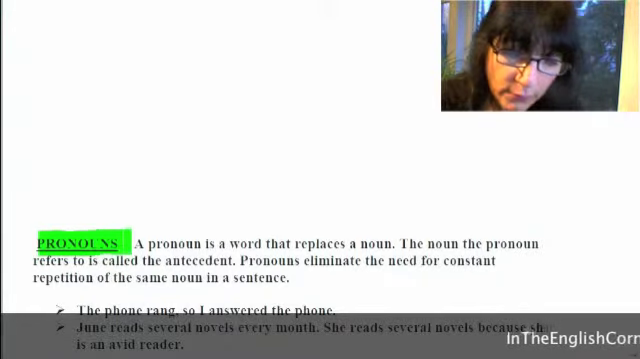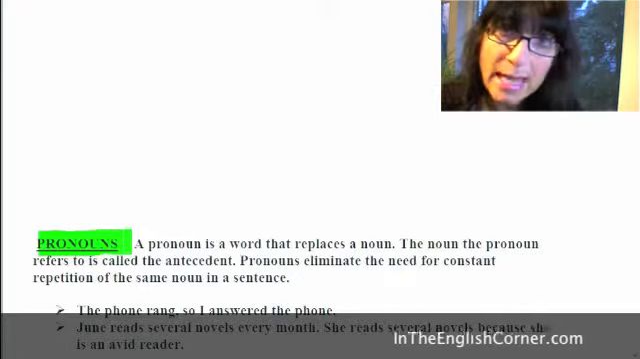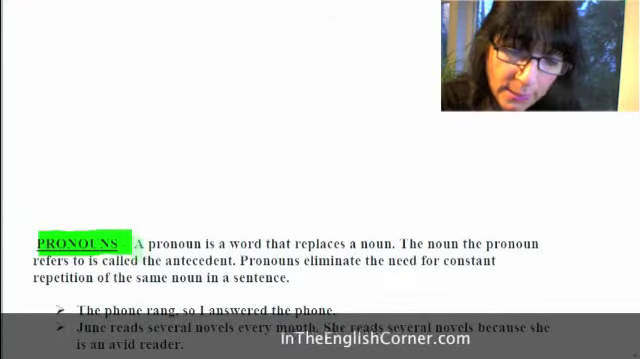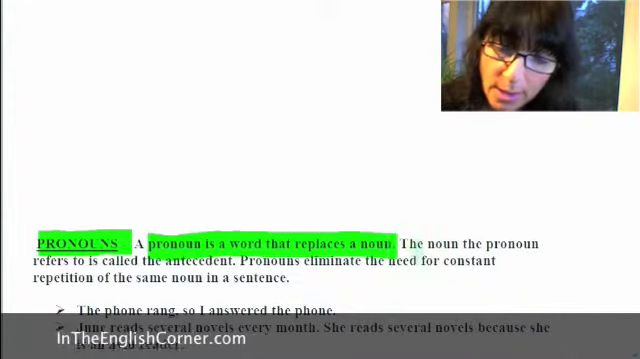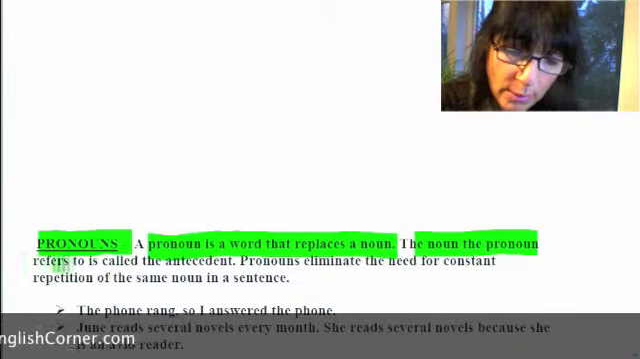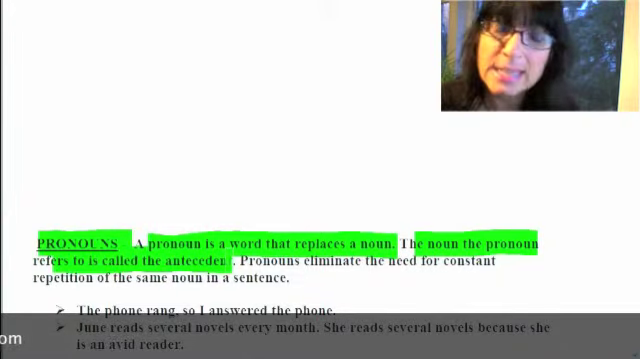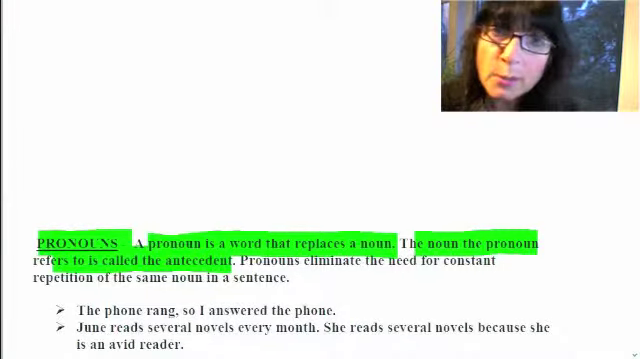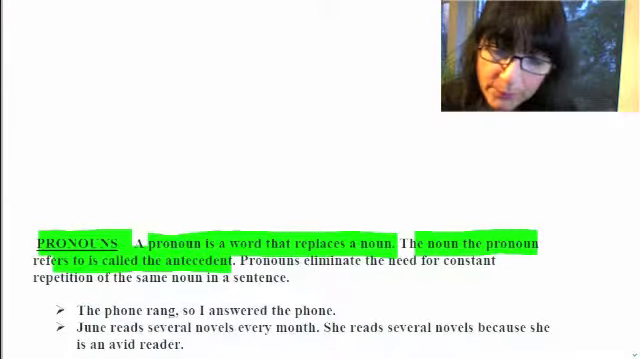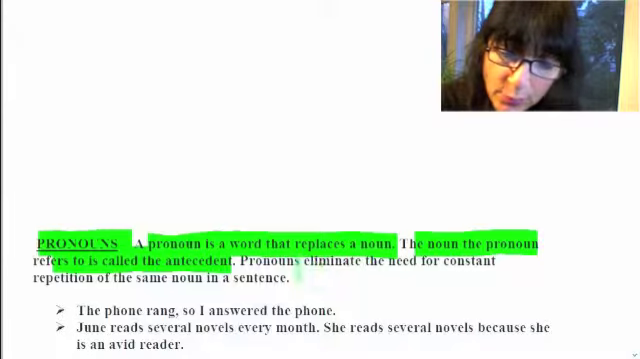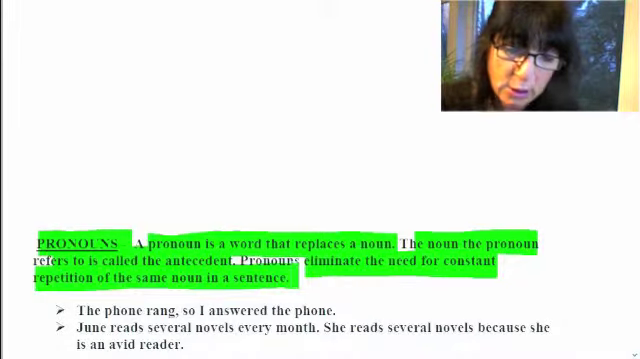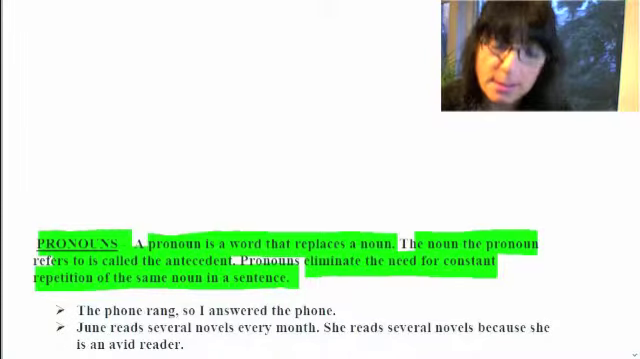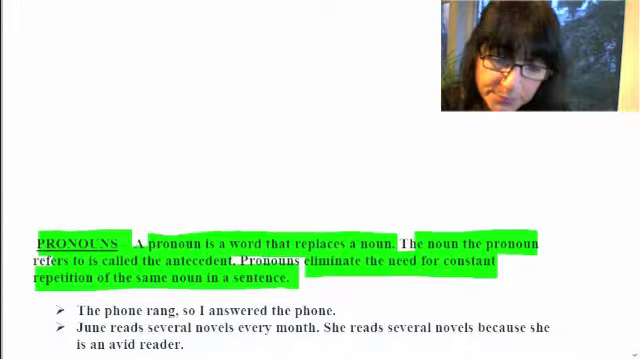A pronoun, if you see the word pronoun, the word noun is within the word, meaning that a pronoun is a word that actually replaces a noun. And the noun that the pronoun refers to is called the antecedent. So why do we use pronouns? Well, the answer to that is that pronouns eliminate the need for the constant repetition of the same noun in a sentence.